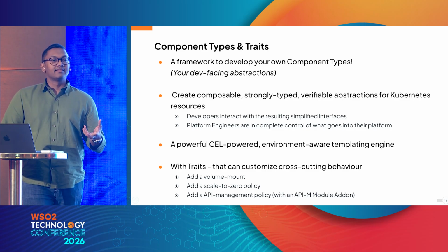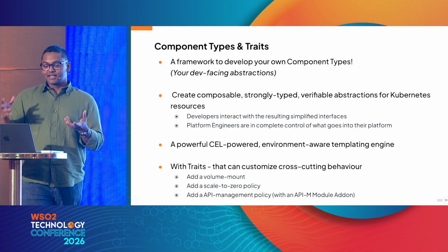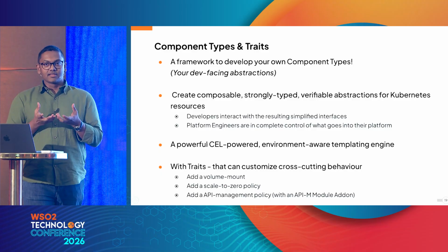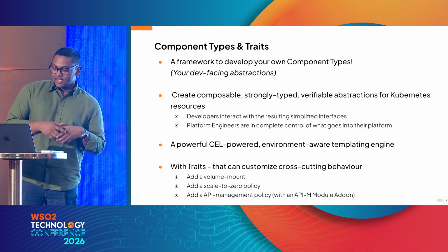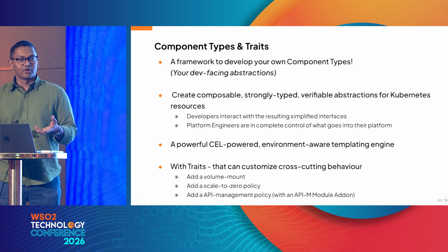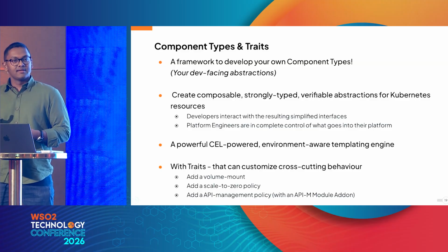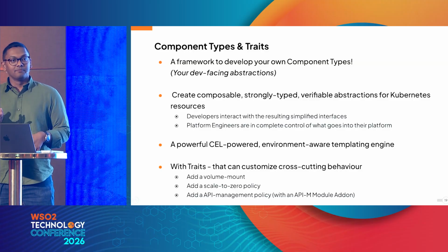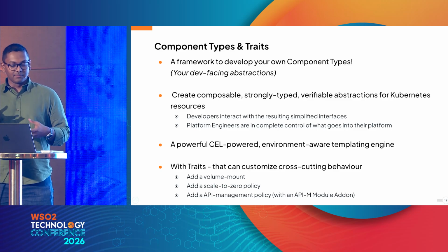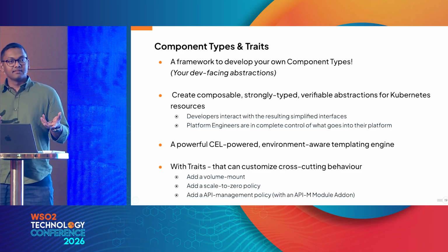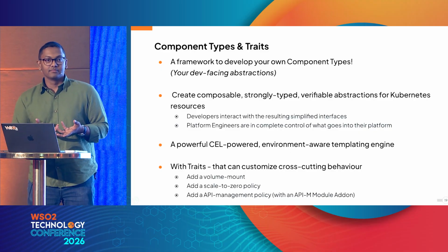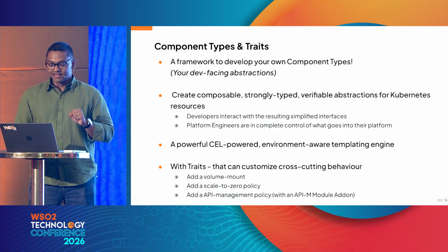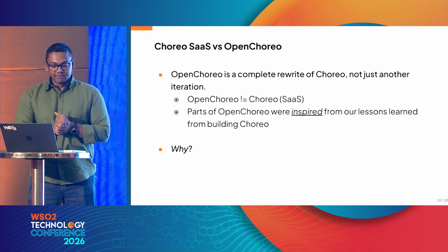There is also another trait system where you can define your component types, and you can attach capabilities as separate resources. So you can have a set of component types, like a web application or an HTTP REST API component type, and you can have cross-cutting traits, like adding a volume mount, a scale to zero policy, or an API management policy as traits. And your developers, when they deploy a web application, they can compose that with the scale to zero policy, right? Again, this is a very high-level overview of what this system does, but have a look at the documentation, and hopefully it'll make a lot more sense.